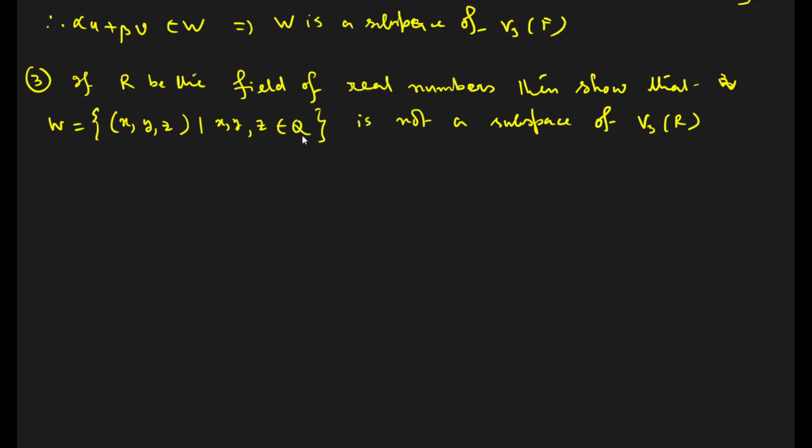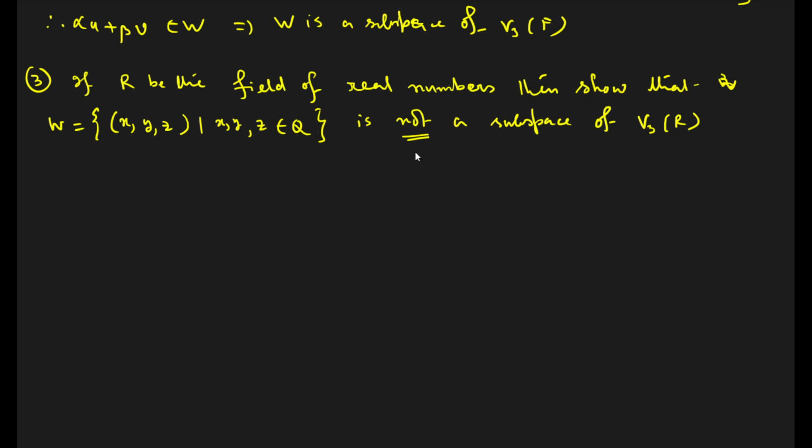So I think you all know what a rational number is. Rational number means any number which is of the form a by b. Okay, a by b form में आने से rational number हो जाएगा. But here what to show? Show that it is not a subspace. Subspace नहीं है मतलब ये vector space नहीं होगा. Okay, this is not a subspace means this is not a vector space.